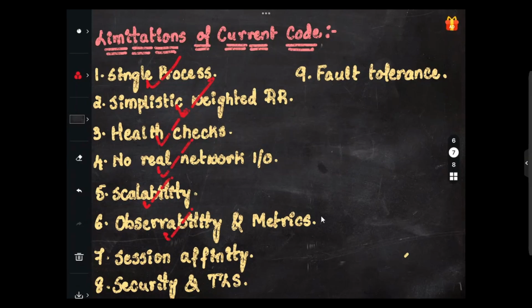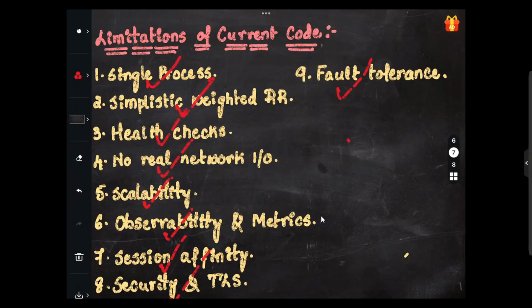Next, let's move on to session affinity. Here we are not implementing session affinity. Sticky sessions require consistent hashing or cookie based affinity. Next, security and TLS. There is no TLS termination here, and no authentication or rate limiting implemented. We are just going with a pure solution. Next, the final one, the ninth one, fault tolerance.